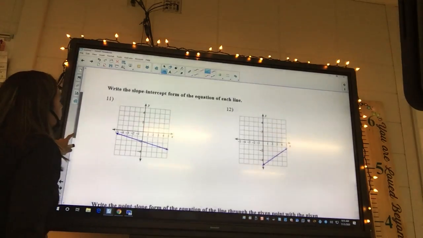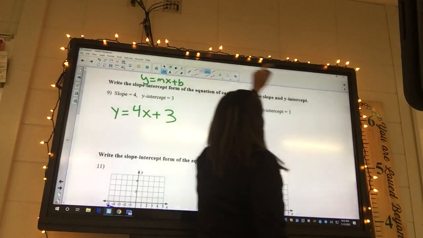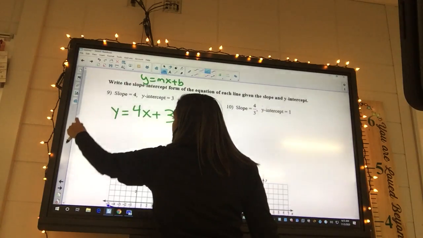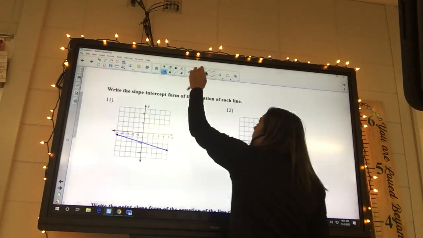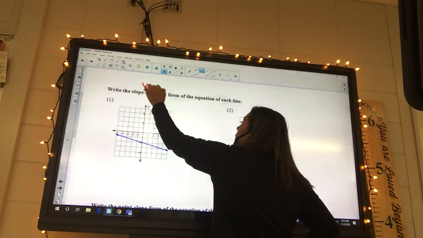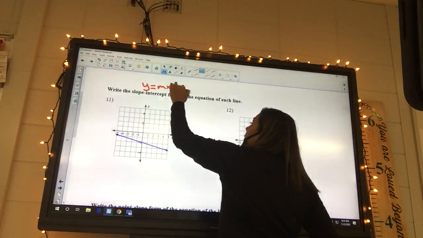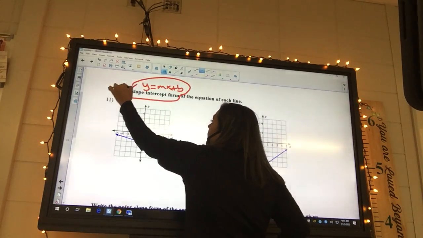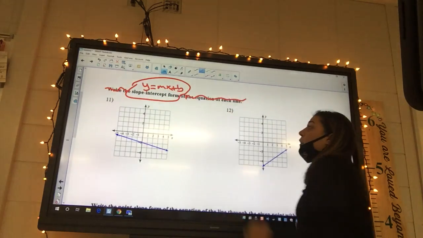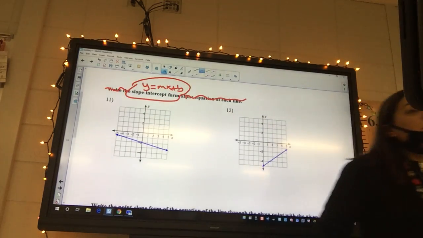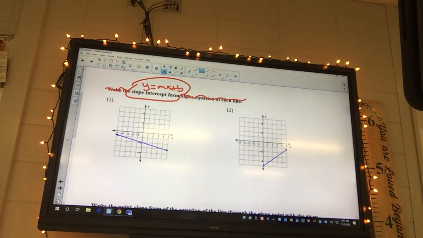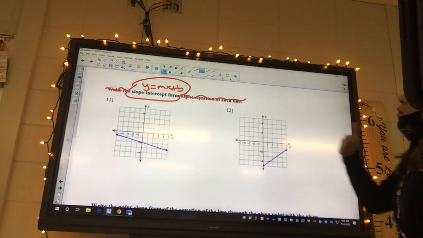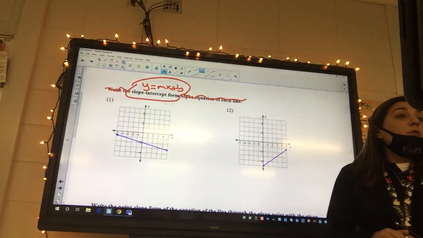Okay, look at 11. Write the slope-intercept form. What's slope-intercept form? Y equals mx plus b. Don't pay attention to all this other stuff. We need to write the slope-intercept form. All this other stuff is kind of irrelevant. That means my answer should look like that when I'm done. So what do you find first?